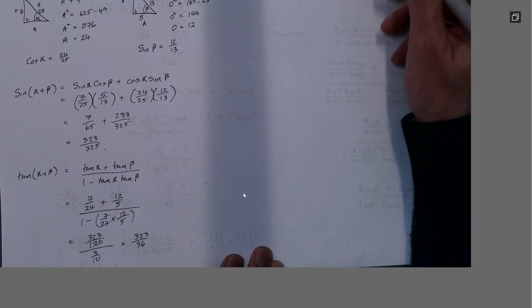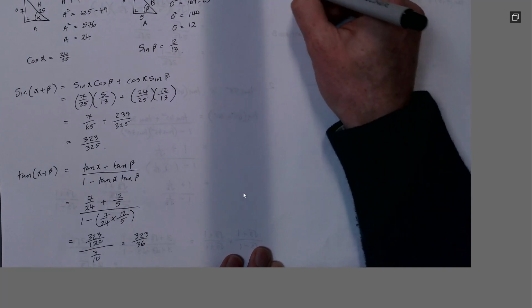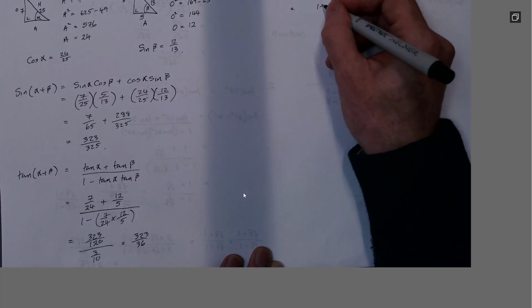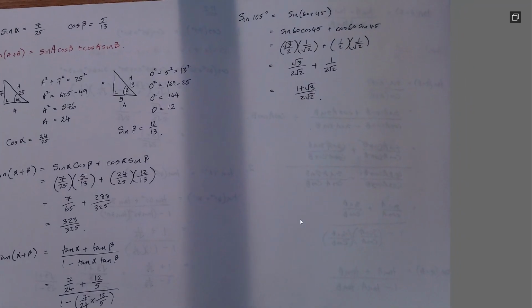So we get square root 3 over 2 square root 2 plus 1 over 2 square root 2. So the answer is 1 plus square root 3 over 2 square root 2.